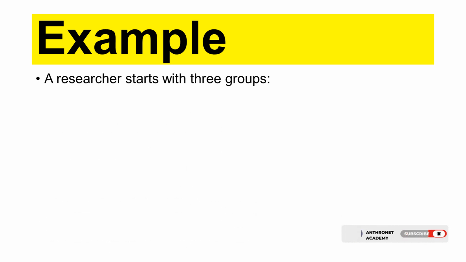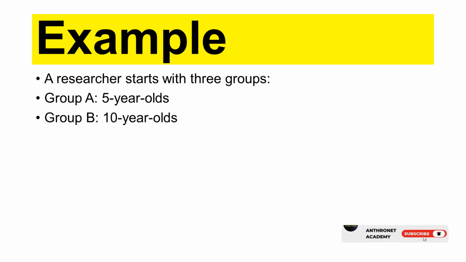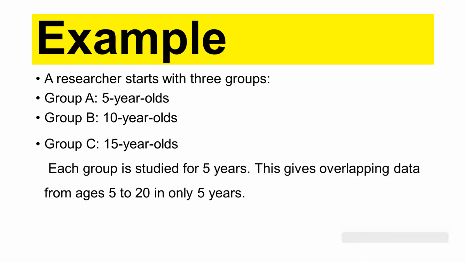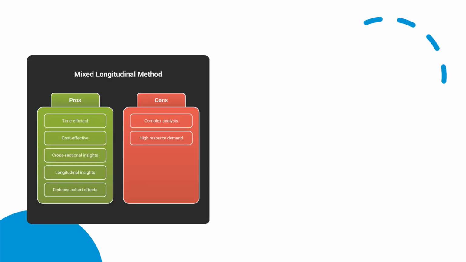Example: A researcher starts with 3 groups. Group A, 5-year-olds. Group B, 10-year-olds. Group C, 15-year-olds. Each group is studied for 5 years. This gives overlapping data from ages 5 to 20 in only 5 years.